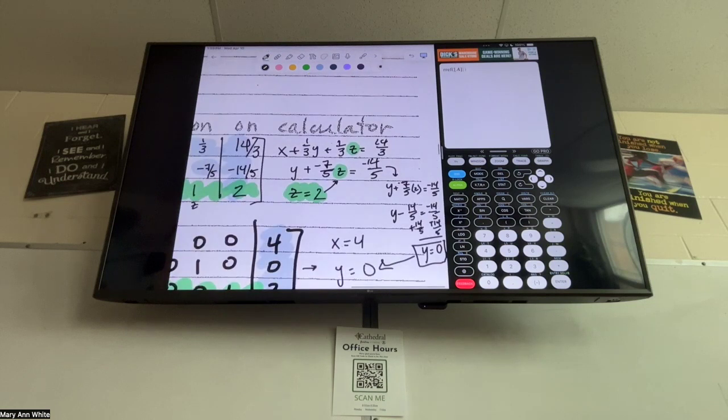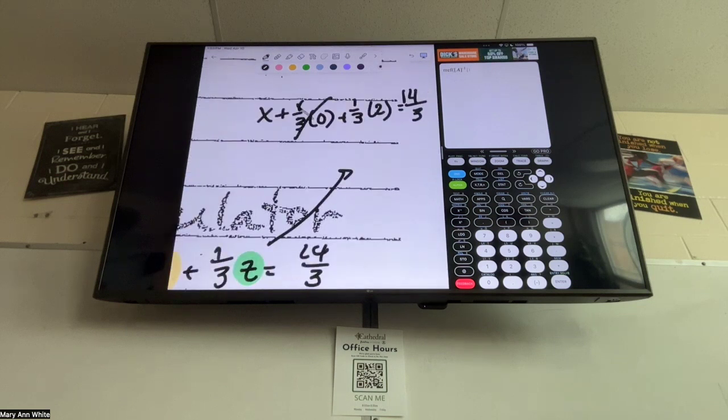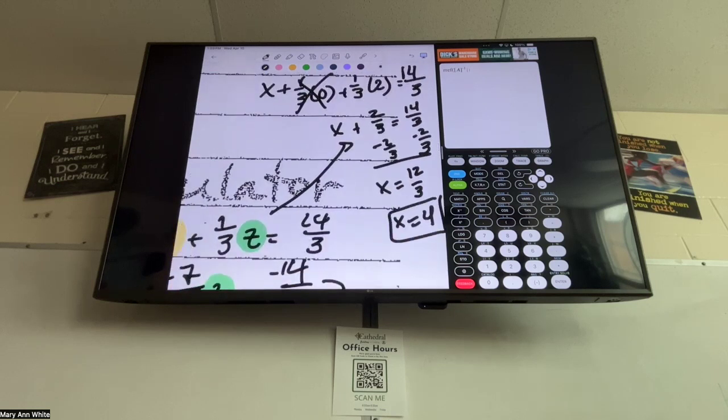Now we get to go back to the very first equation, and we're going to plug 2 in for z, and 0 in for y. So that's going to be x plus 1/3 times 0 plus 1/3 times 2 equals 14/3. Well, 1/3 times 0 is just 0, so I get x plus 2/3 equals 14/3. Then I subtract those 2/3 from both sides, and so x is going to equal 12/3, which is 4. Is that what we got when we did reduced row echelon form? Awesome.